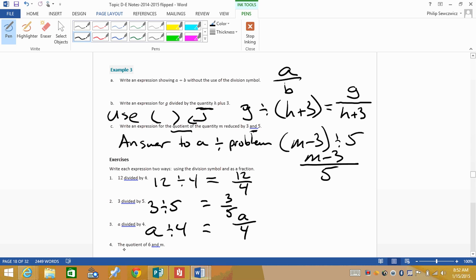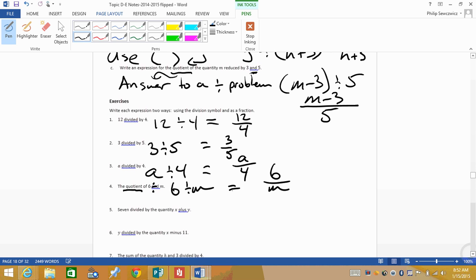And now quotient. Quotient means, right up there, it is your answer to a division problem. So we are doing a division problem. So 6 divided by m. If you notice that word "and" made an appearance up here, the "and" makes an appearance here. With the word quotient, it'll always be the word "and." That'll let you know where your division symbol is. So you can kind of see it, 6 divided by m. Write it out as a fraction, 6 in the numerator, m in the denominator.